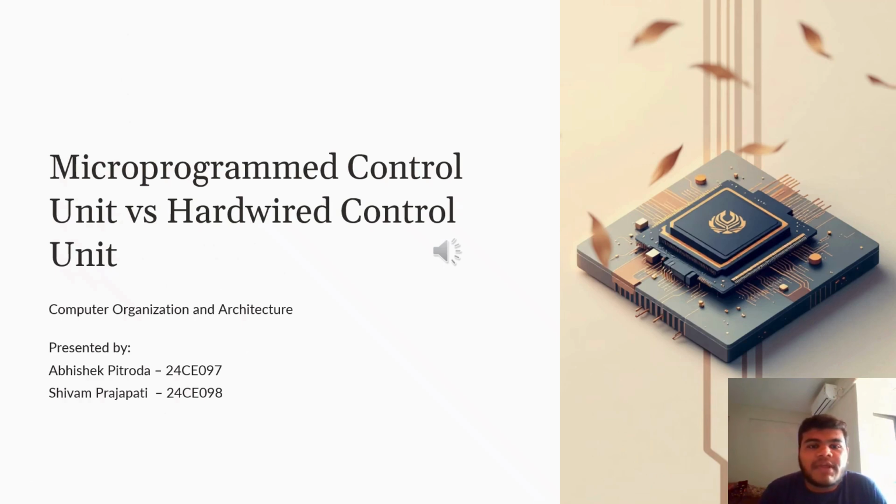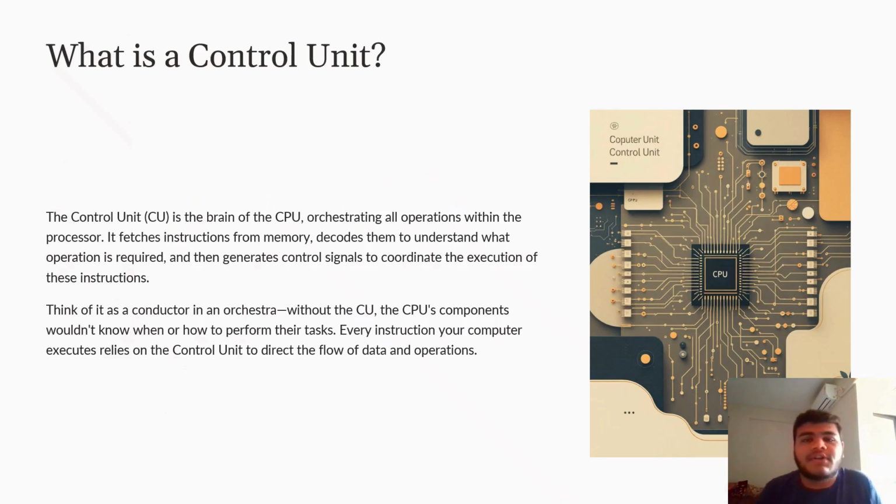So our topic is microprogram control unit versus hardware control unit. First we understand what a control unit is. The control unit is the brain of the CPU and all operations within the processor. It fetches instructions from memory, decodes them, understands what operation is required, and then generates control signals to coordinate the execution of the instructions.